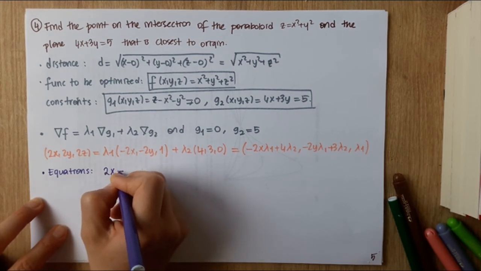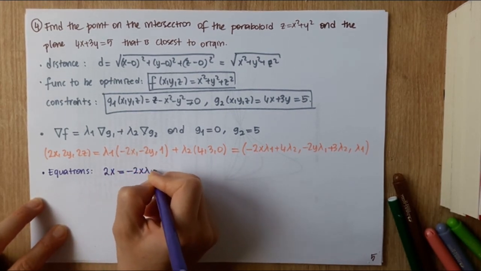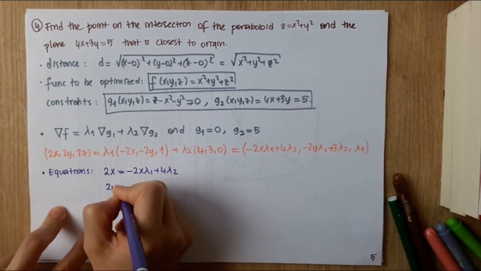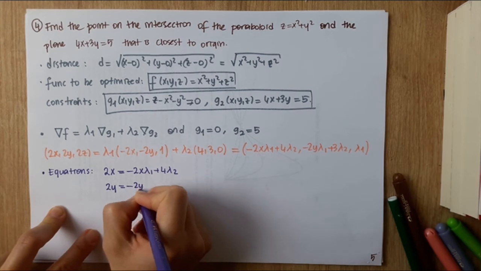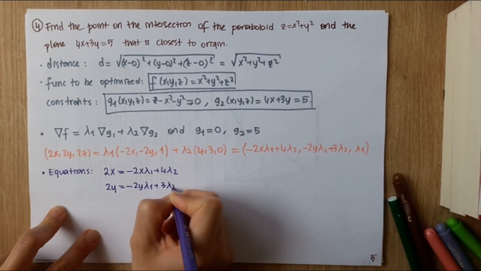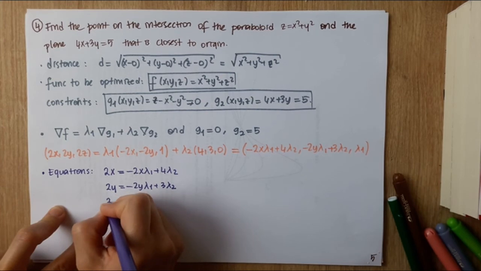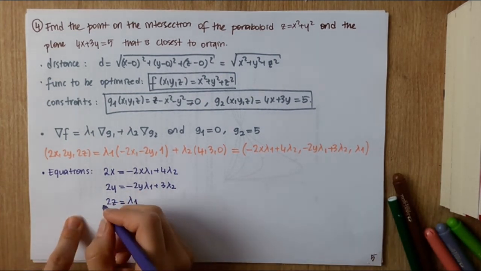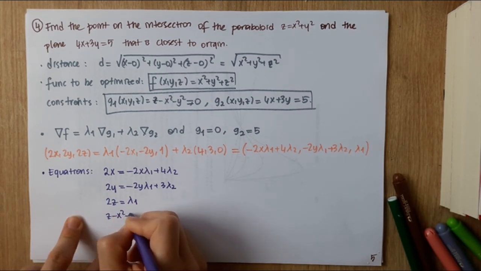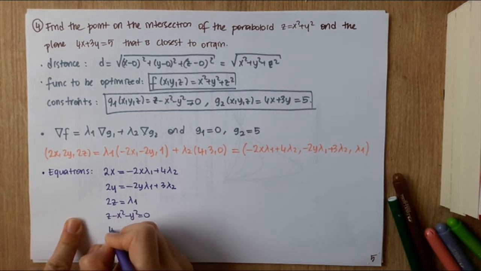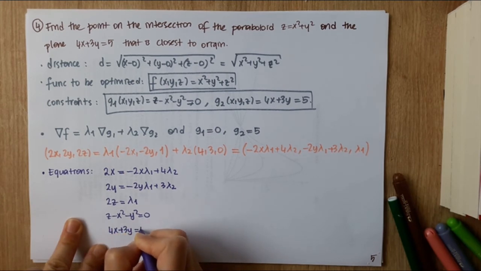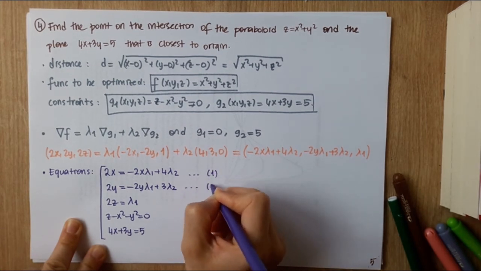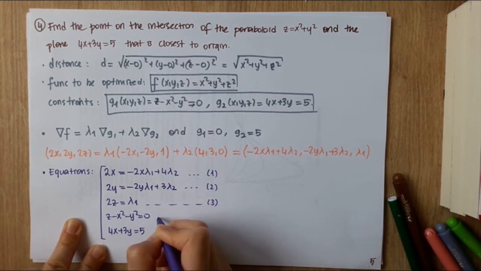2x equals minus 2x lambda 1 plus 4 lambda 2, and 2y equals minus 2y lambda 1 plus 3 lambda 2, and I have 2z equals lambda 1. Also I have z minus x squared minus y squared is 0, and 4x plus 3y equals 5. We have 5 equations and 5 unknowns.